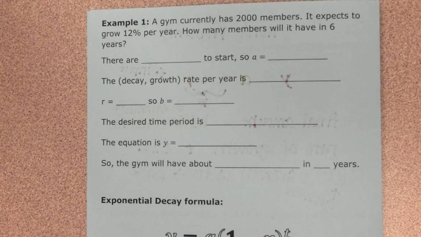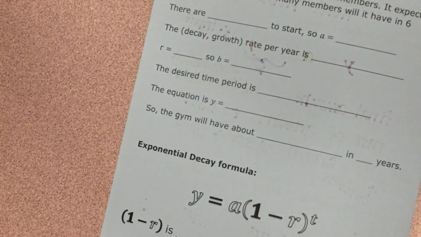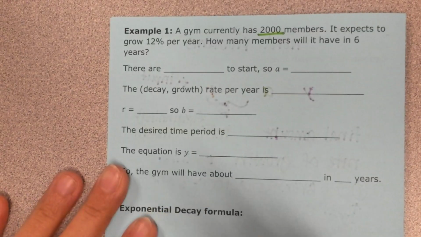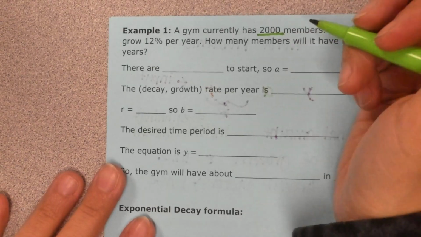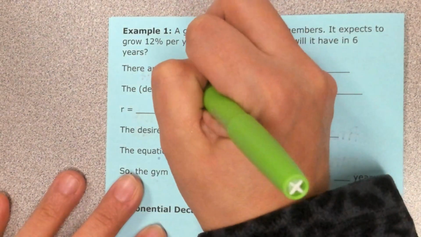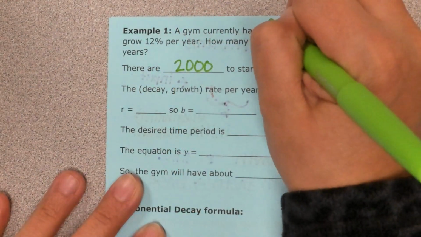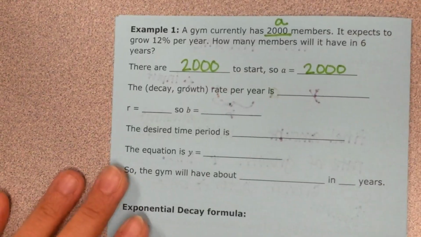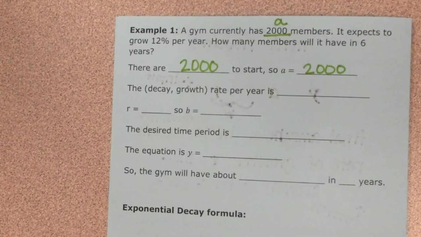So the first thing, let me see the colors I used, is it has 2,000 members. That has is the starting value, the initial value. So that is my A, so the A value is 2,000.